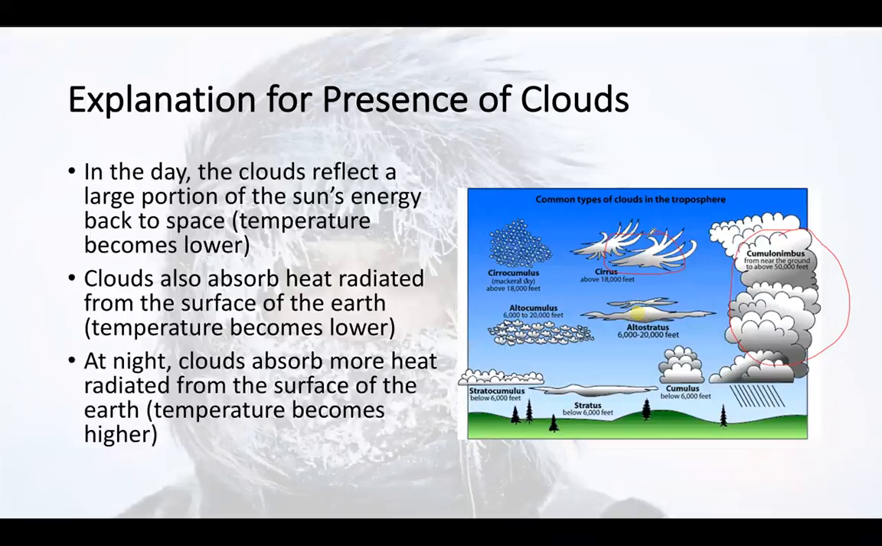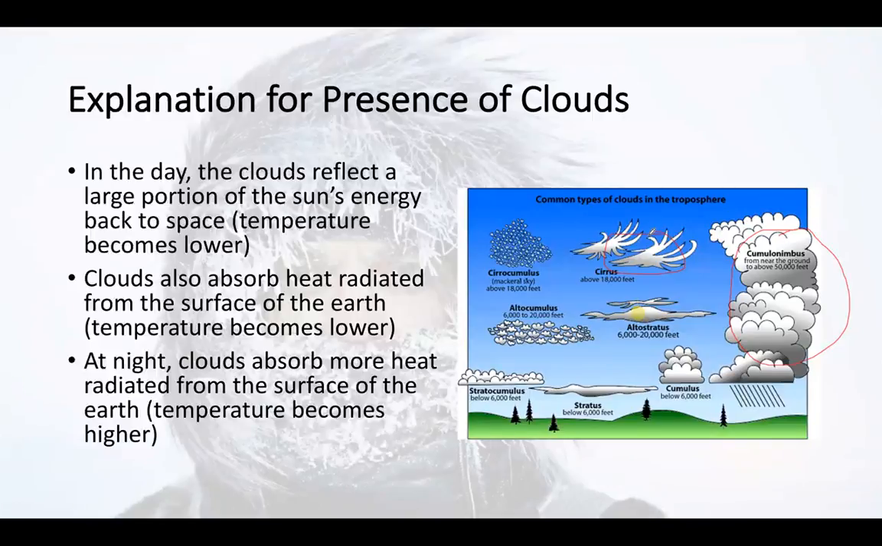So what happens is this: in space itself, as the radiation is coming from the sun to the earth, the white color of the clouds is perfect for reflecting radiation from the sun, and this causes the temperature to drop. Not only that, the clouds will also absorb some of the long wave radiation that's coming from the bottom. However, this is completely reversed at night time.